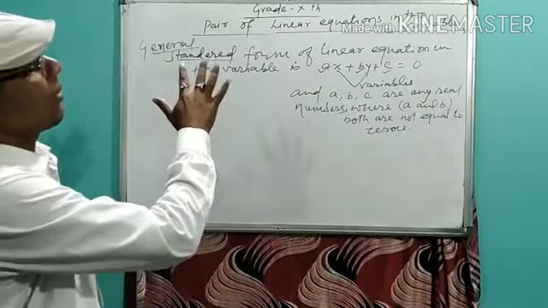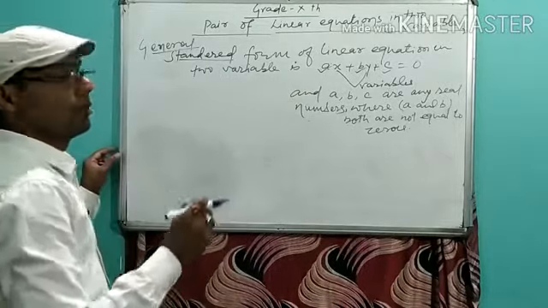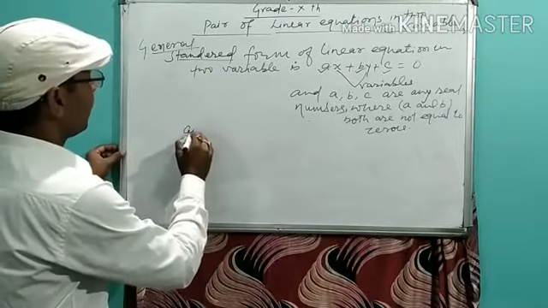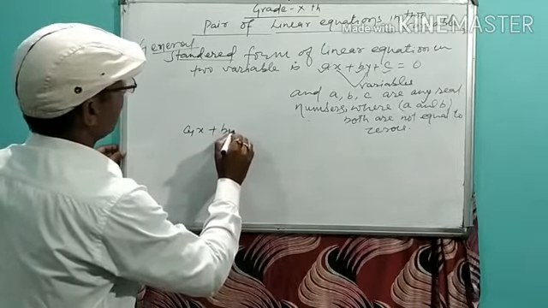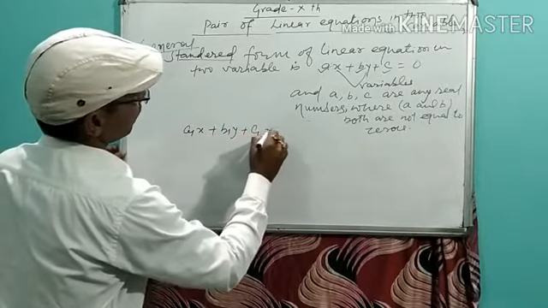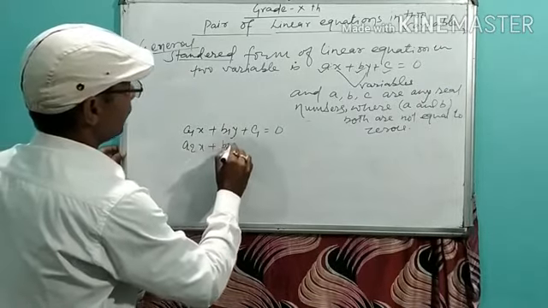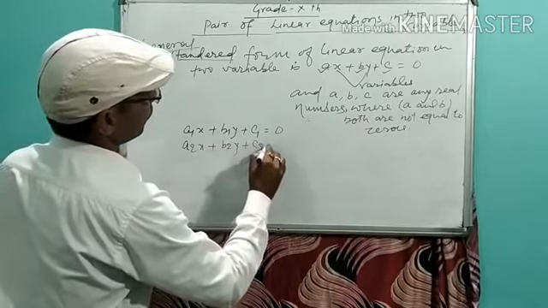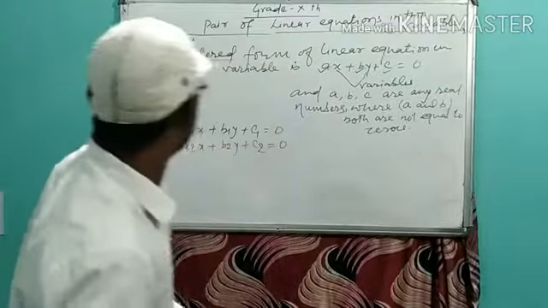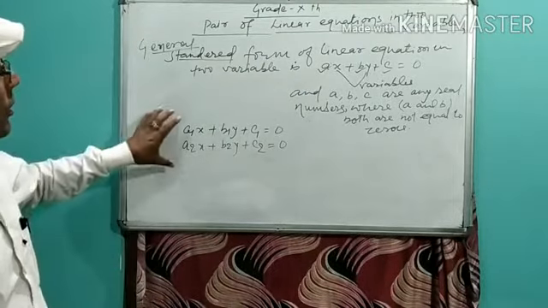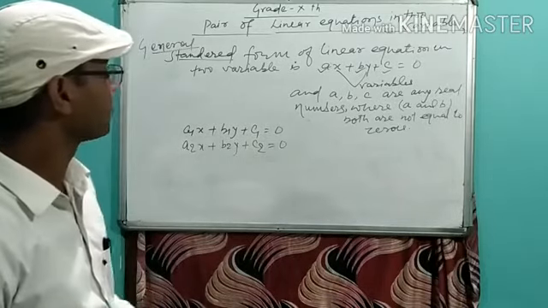Here is a pair of linear equations in two variable. My dear, pair means suppose here a1x plus b1y plus c1 is equal to 0, and another is a2x plus b2y plus c2 is equal to 0. Okay? These are two pairs of linear equation.